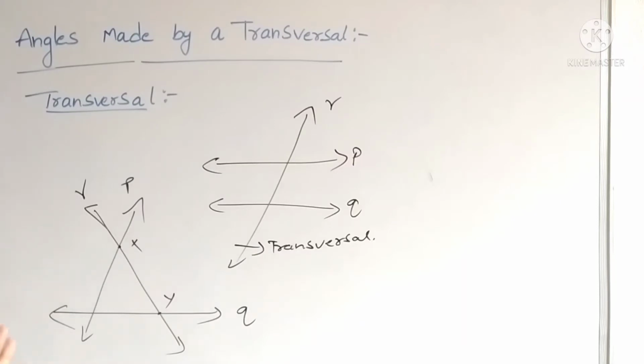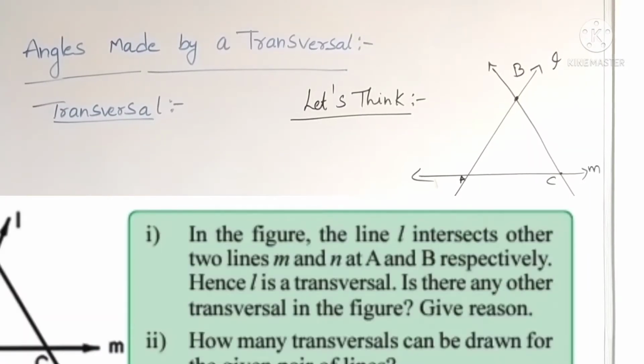Two straight lines ni distinct points దగ్గర కట్ చేసే లైన్ నే మనం ట్రాన్స్వర్సల్ లైన్ అని అంటాం. Okay, transversal line is a straight line that intersects two or more straight lines at distinct points. So in page number 149, let's think problem is there.